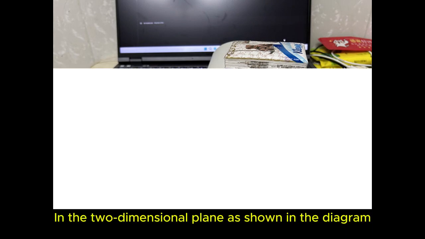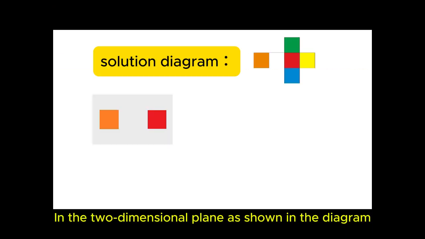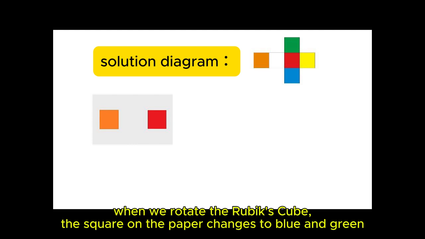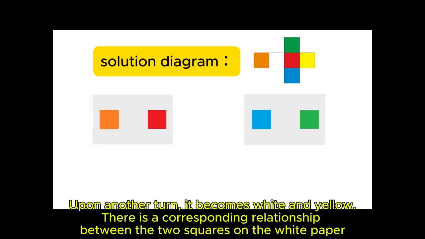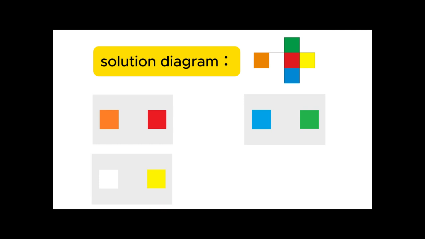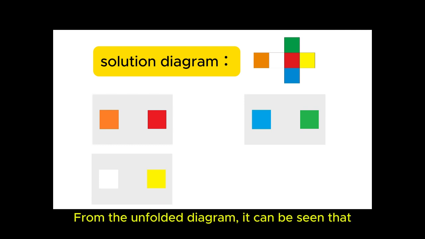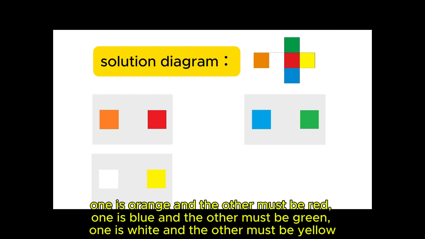In the two-dimensional plane, as shown in the diagram, when we rotate the Rubik's Cube, the square on the paper changes to blue and green. Upon another turn, it becomes white and yellow. There is a corresponding relationship between the two squares on the white paper. From the unfolded diagram, it can be seen that one is orange and the other must be red. One is blue and the other must be green. One is white and the other must be yellow.